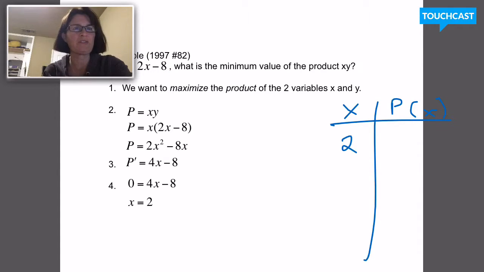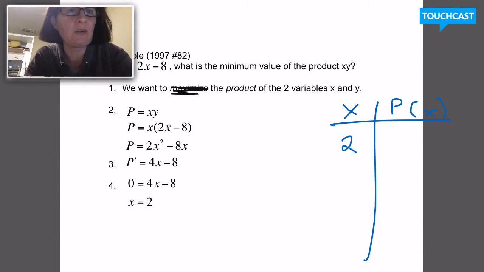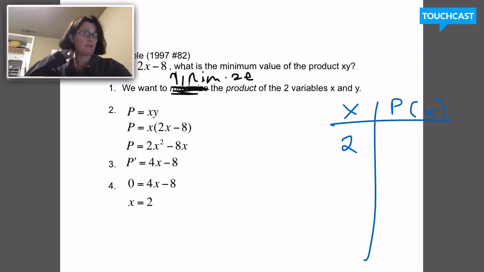Ooh, notice this, we better fix this up. I was asked at the beginning to find the minimum value of the product. So that's not correct to have said that I wanted to maximize the product. I want to minimize. Hope you'll fix that in your notes if you're writing down notes.